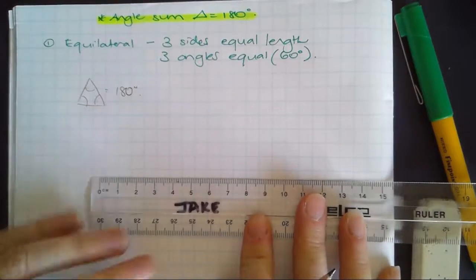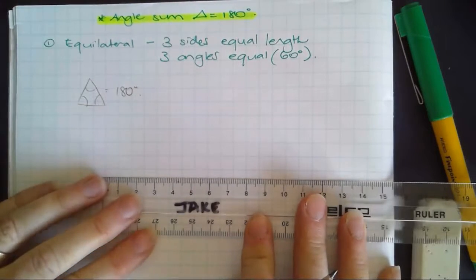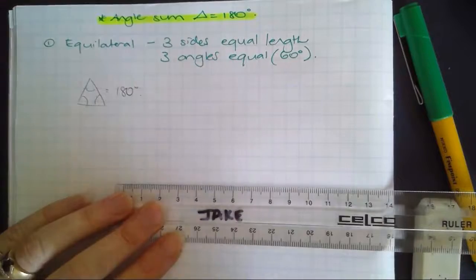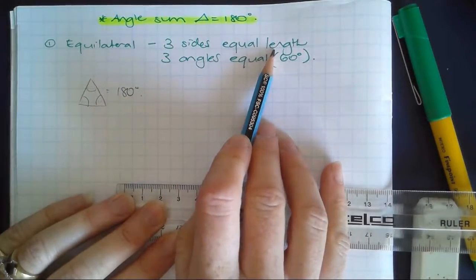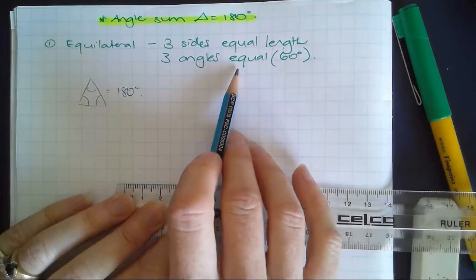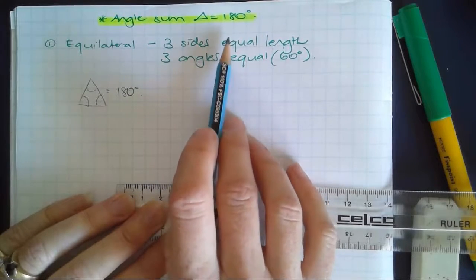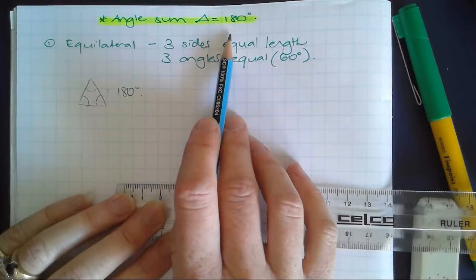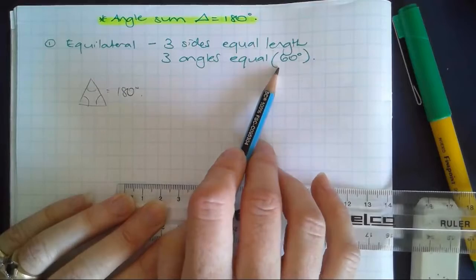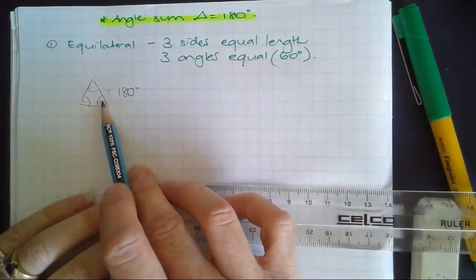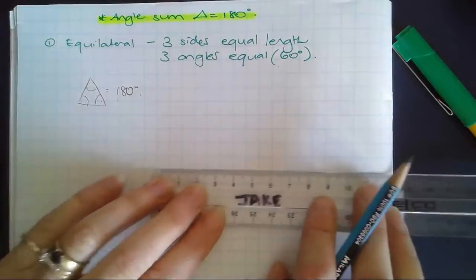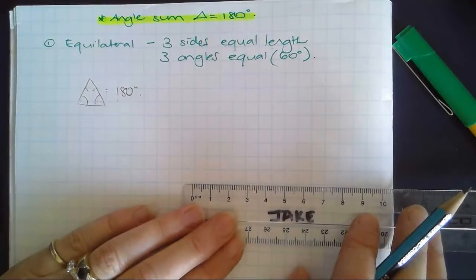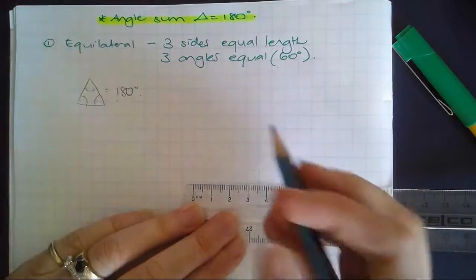All right, so let's say that you're asked to draw an equilateral triangle. With an equilateral triangle, we're talking 3 sides of equal length, whatever that might be, and 3 angles that are equal. Because we know this fact here, that means every angle in an equilateral triangle must be 60, okay, because 3 lots of 60 are 180. So let's say that you're going to draw a triangle with a base of 5 centimeters.